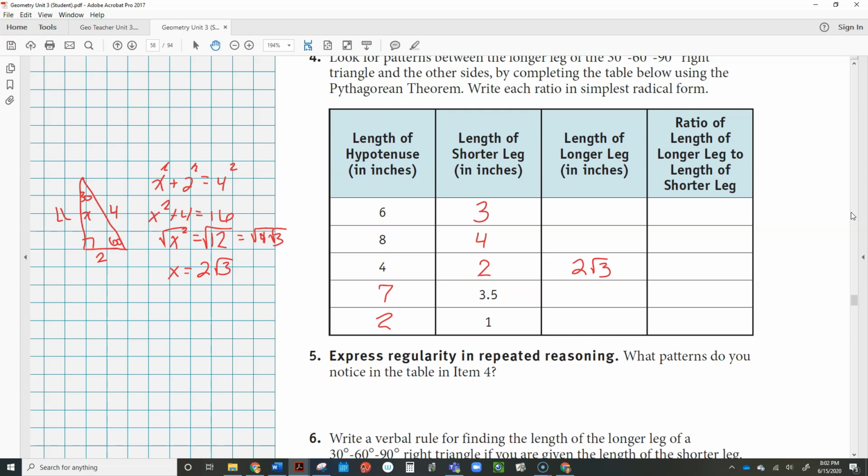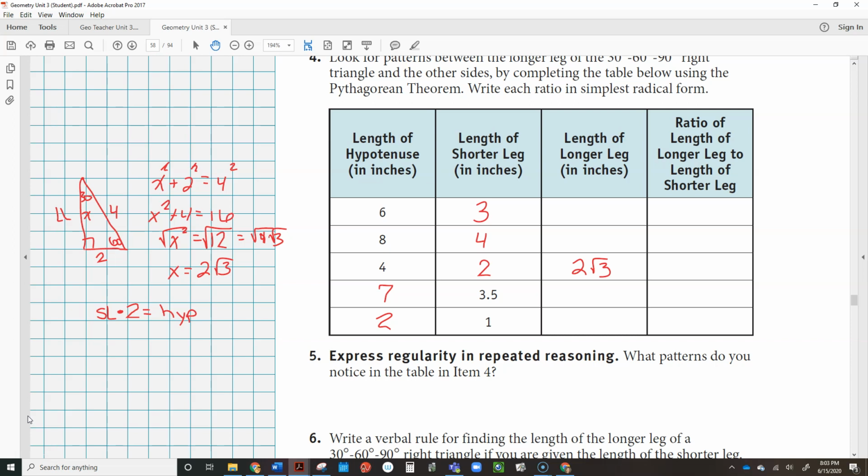So we know that if you take the short leg, I'll use SL right now, and you multiply it times 2, you'll get the hypotenuse. The short leg times 2 is going to equal the hypotenuse. That's how you get the hypotenuse.